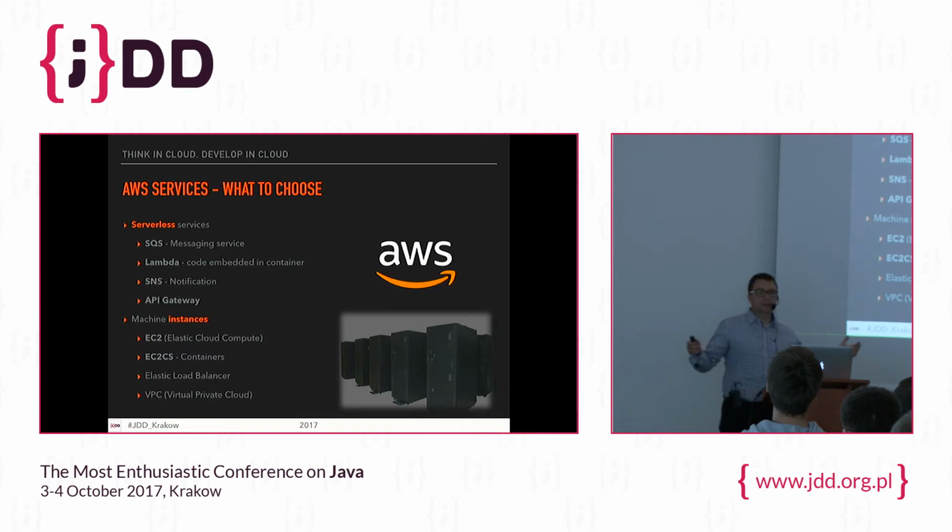If we want to buy just simple machine instances, it's also possible through AWS. There are 2 typical services for this purpose: EC2, Elastic Compute Cloud, and Elastic Container Service, which allows us to run, for example, Docker images inside the AWS infrastructure. We have also Elastic Load Balancer, which can balance the load of our application between our servers, and Virtual Private Cloud, which allows us to organize our infrastructure, let's say.